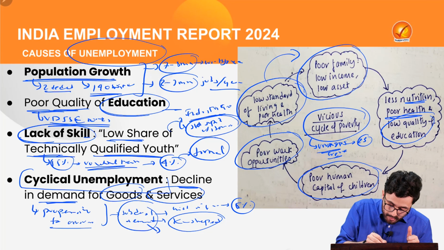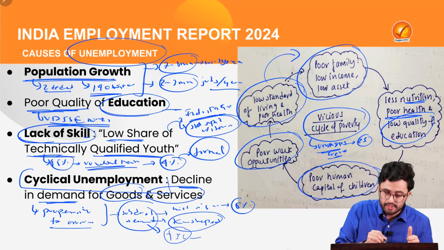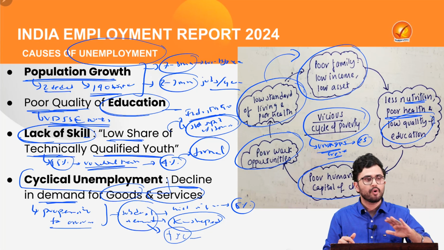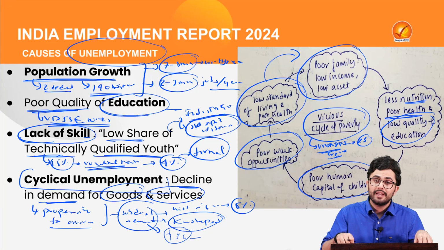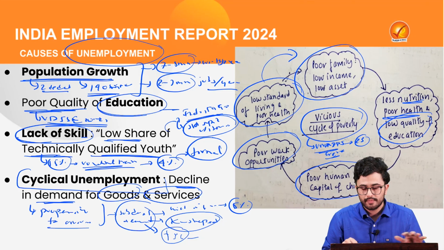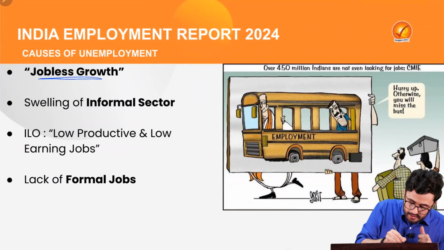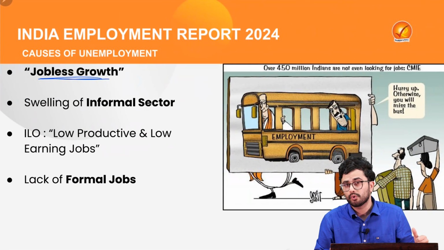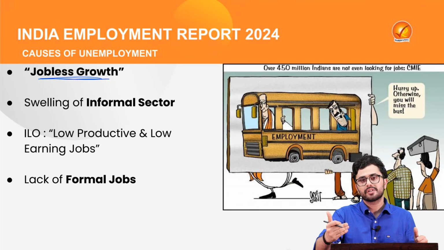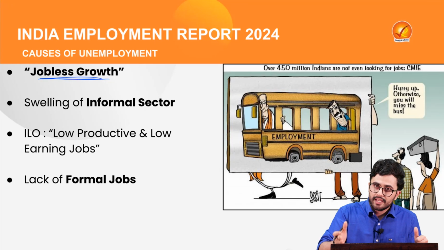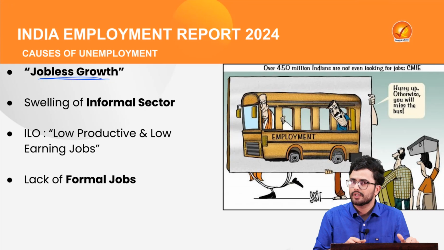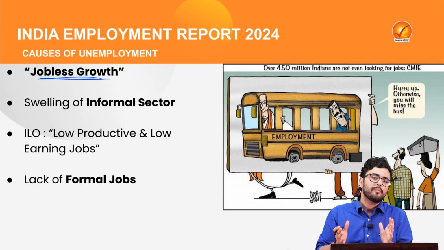Then there are global supply chain disruptions which have been caused because of the protectionist trade policies of several countries, as well as geopolitical events such as the Russia-Ukraine war. Also, there is the rising issue of jobless growth, where on one hand our economy is growing at 7 to 8% of GDP a year, but at the same time, as we can see from the report, there is persisting unemployment in our country.